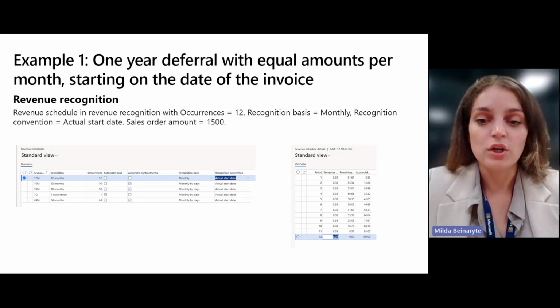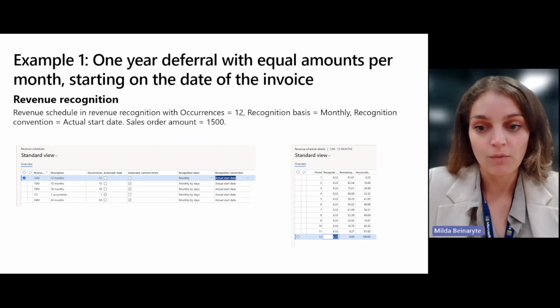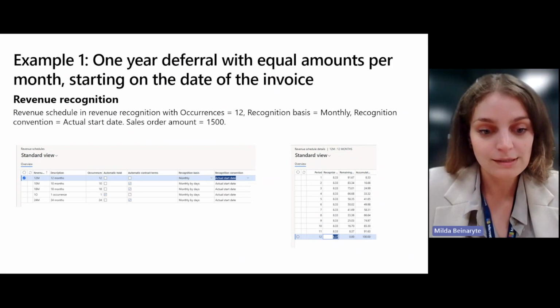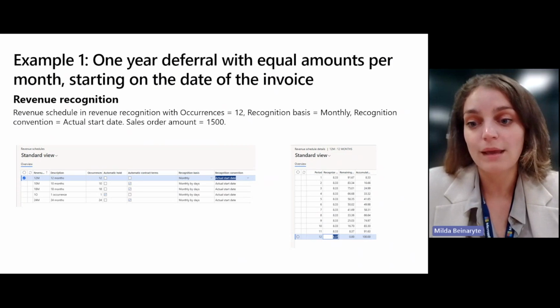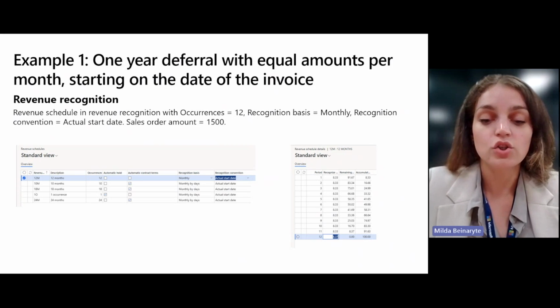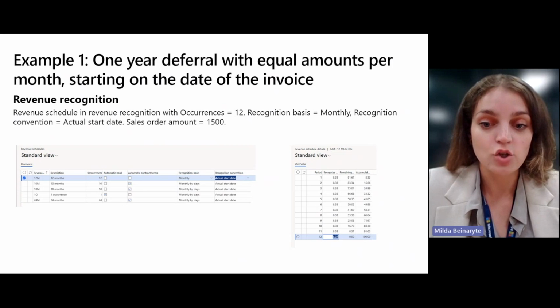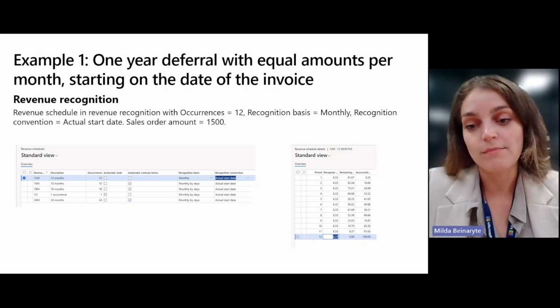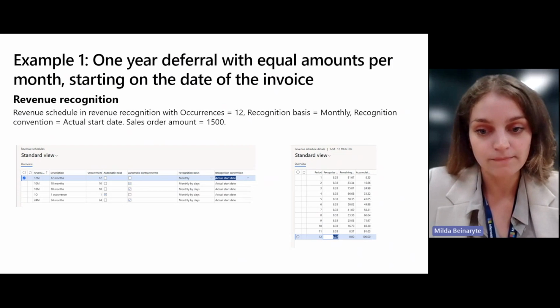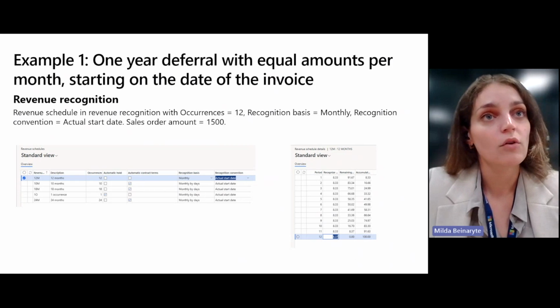This is how this configuration looked in revenue recognition. We have revenue schedule in revenue recognition with occurrences equal 12, recognition basis equal monthly, recognition convention equal actual start date, and sales order amount. In this example, 1,500. Revenue recognition schedule configuration you see on the screen.